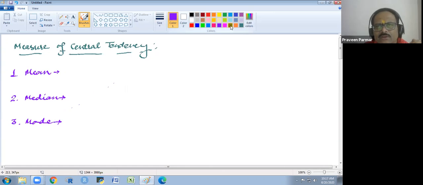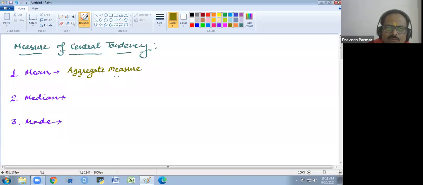So mean is basically an aggregate measure, because it involves all the values and divides by the total number of values. It is the sum and division by the total number of elements. Sum the values of the elements and divide by the total number. So it involves each and every element when we calculate the mean.